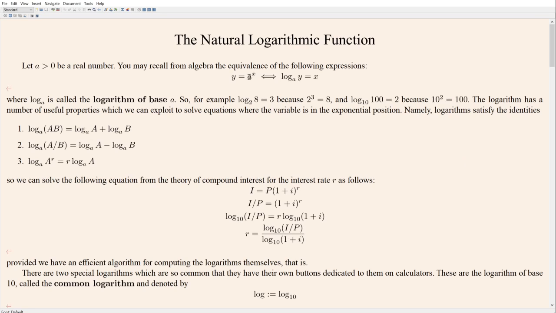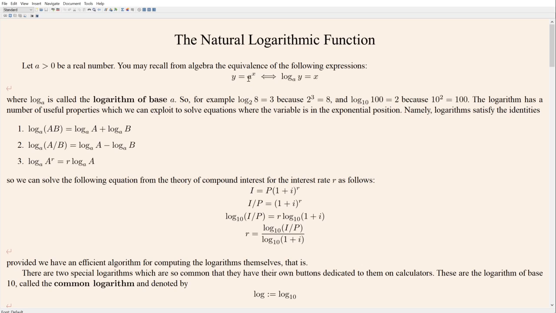So if y is equal to a to the power x, that is the same thing as saying that the log base a of y is equal to x. These are the same expression. And in algebra, this is typically how the logarithm was defined. The logarithm was defined such that these two expressions were equivalent.